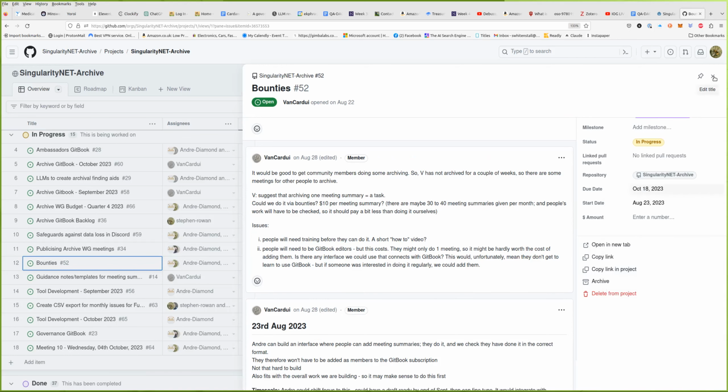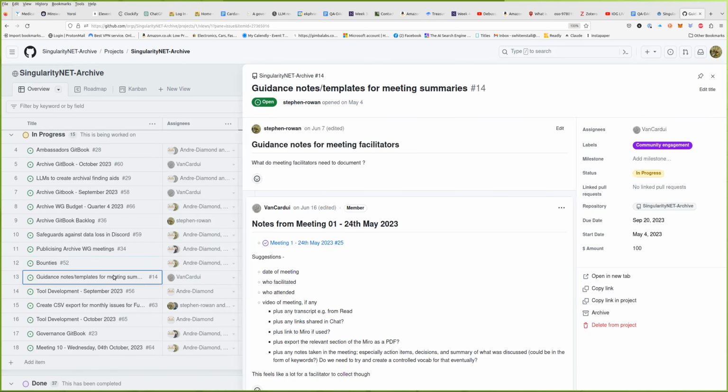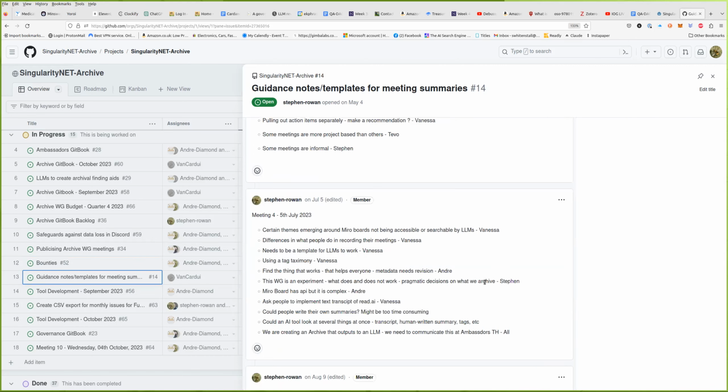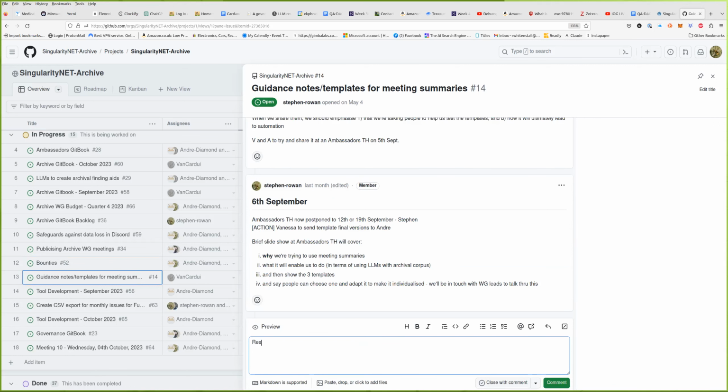Okay, great. On a relevant subject to what we just discussed, there are the guidance notes and meeting templates for meeting summaries. There was a lot of history with this one. We were going to present this at the town hall, but we didn't do that. So that's the town hall that we've said we'll do in a couple of weeks, which is, oh gosh, what will it be? The 17th. Yes. Yep.